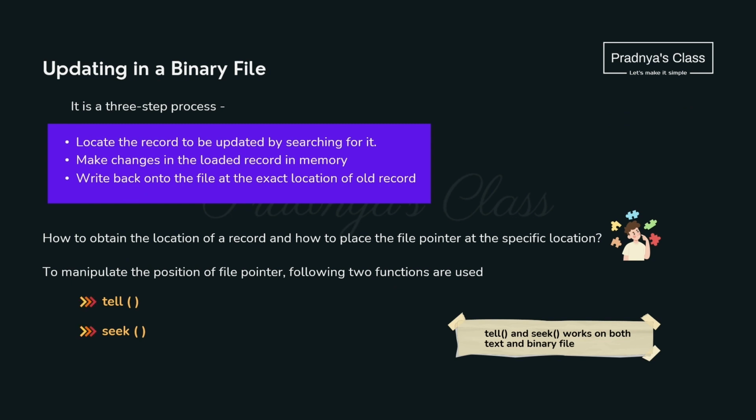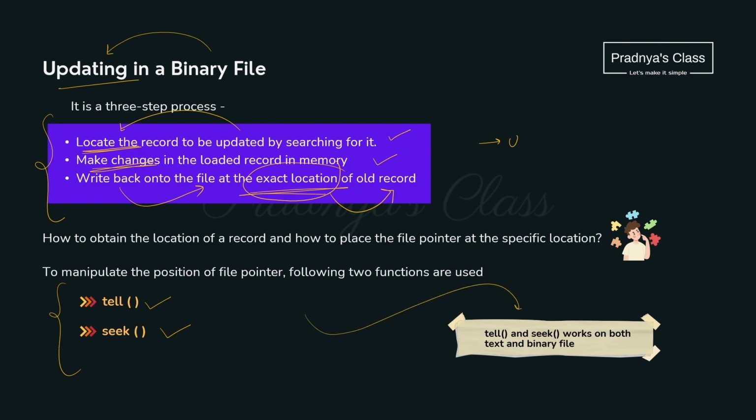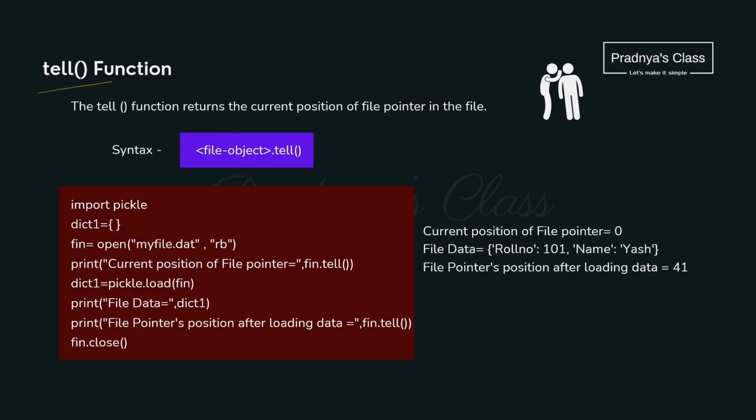This is the fifth operation we can perform on the binary file, that is updating the data. Follow these 3 steps. If you want to update, first you need to locate it. You have to find it. Then make the changes and write back again to the file at the exact location. Means the record got updated. We know how to search it. We know how to make the changes, but how to find the exact location of the old record? For that there are 2 functions. The first is tell and the second one is seek. These 2 functions work on both text and binary files. Let's talk about tell function.